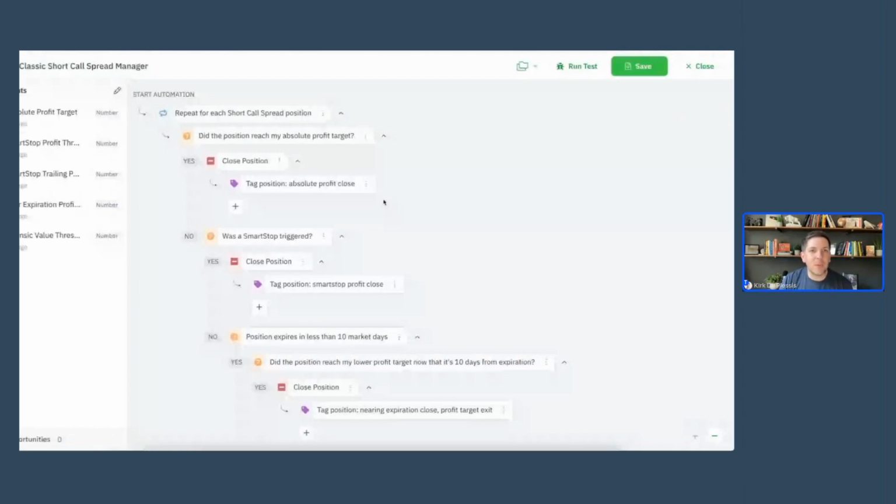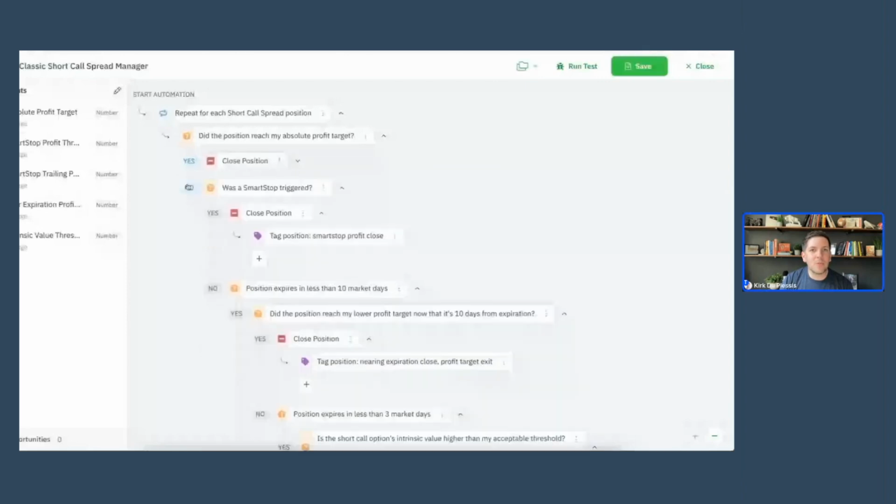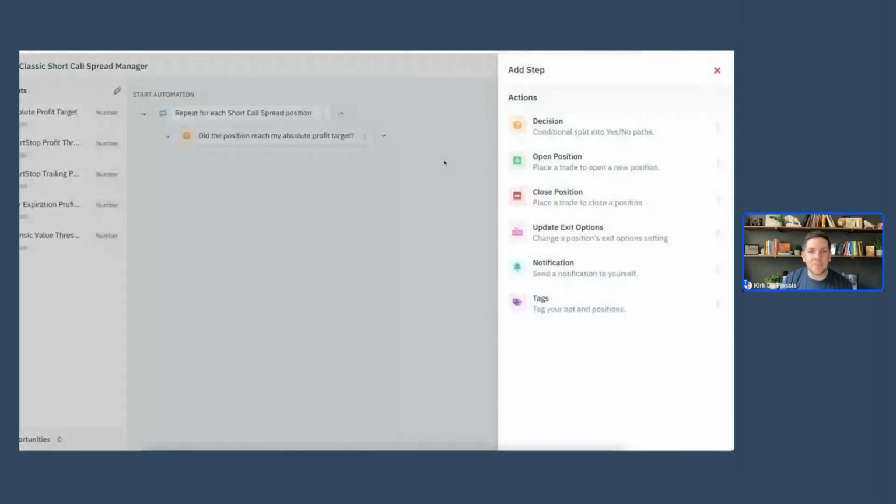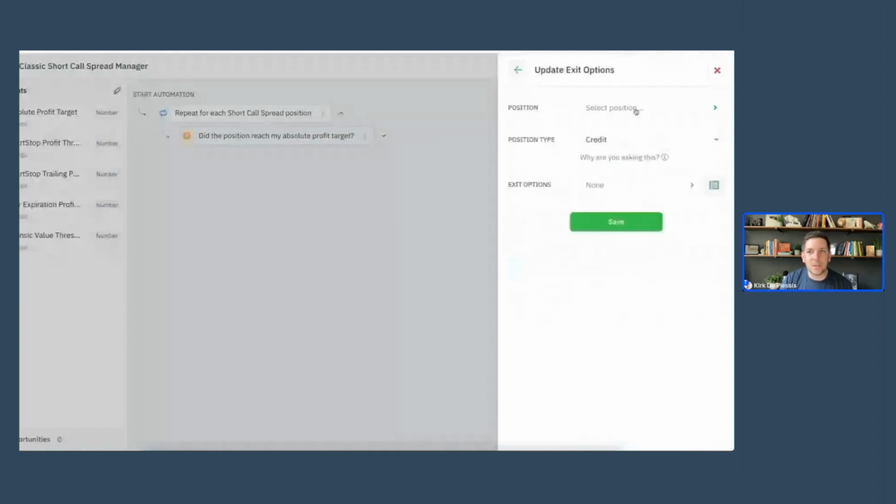You can say, hey, repeat through each short call spread position. Let me collapse these, because I can collapse all these. You guys can see this, right? Repeat through each short call spread position and update the exit options for every position. Is it a credit position? Is it a short call spread, long call? I have to choose because I have to know what type of options I'm adjusting, exit options.